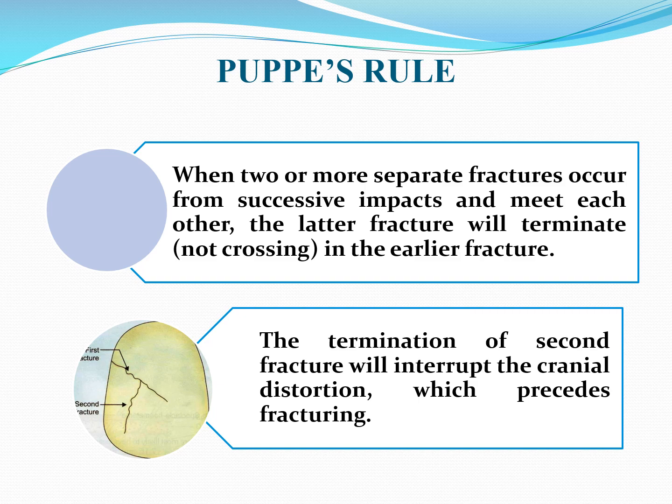When two or more separate fractures occur from successive impacts and meet each other, the latter fracture will terminate, not crossing the first fracture. You may say that the second fracture will terminate at the first fracture. The termination of the second fracture is due to the interruption of the cranial distortion which precedes fracturing. So it is possible by the application of Puppe's rule to determine the sequence of events of application of blunt forces, or to describe which fracture is the first and which one is second.